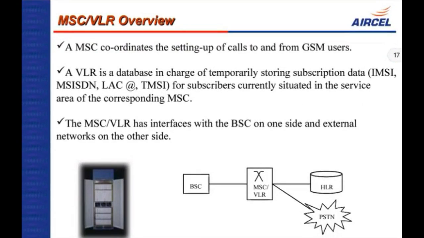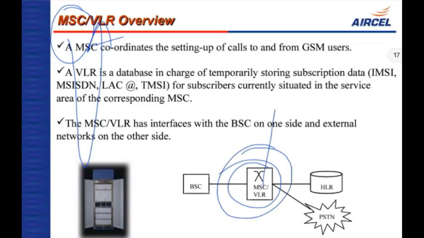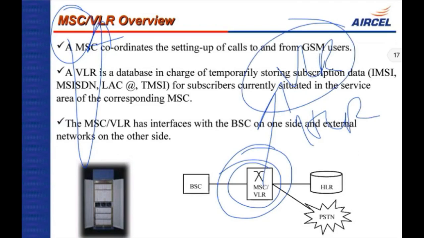Then we talk about the MSC, which in this case is hosting the visitor location register. The MSC coordinates the setting up of calls to and from GSM users. So when you make a call, the request goes to the MSC. The BSC does not do that. The MSC is the one that knows when you are making calls. Your data is fetched either in the VLR or in the home register, but the first point of contact is the VLR, because this is the database that stores the temporary but immediate data sets of a given subscriber that are within that MSC location.